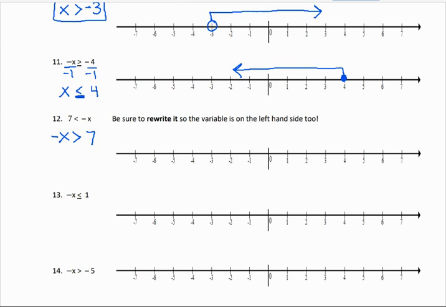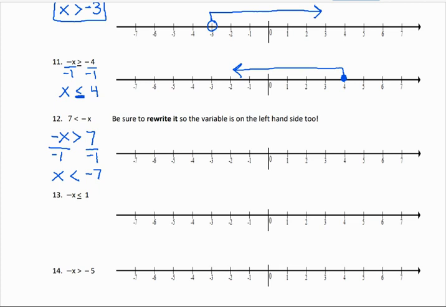Now I go do the calculation. The calculation says I need to divide through by -1 to both sides. So -x divided by -1 gives me positive x. Since I divided by a negative, I have to flip my symbol, and 7 divided by -1 is -7. Does that one make sense to everybody?